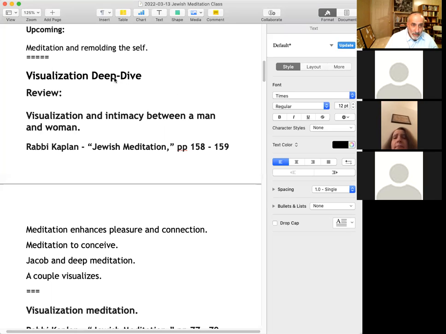So now I just want to mention, if you recall, one of the examples that Rabbi Kaplan gave here, Jacob and the deep meditation, that was an example of it. It's a Torah story, and it's about Jacob negotiating with his father-in-law Lavan. They're going to part ways. Jacob wants an inheritance. He wants property. He wants animals, and they make a deal.